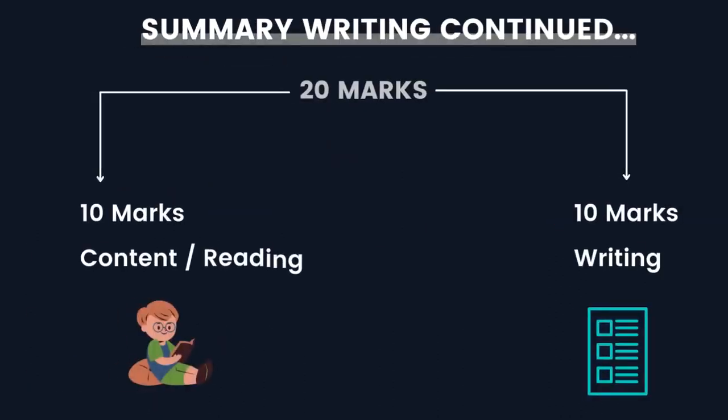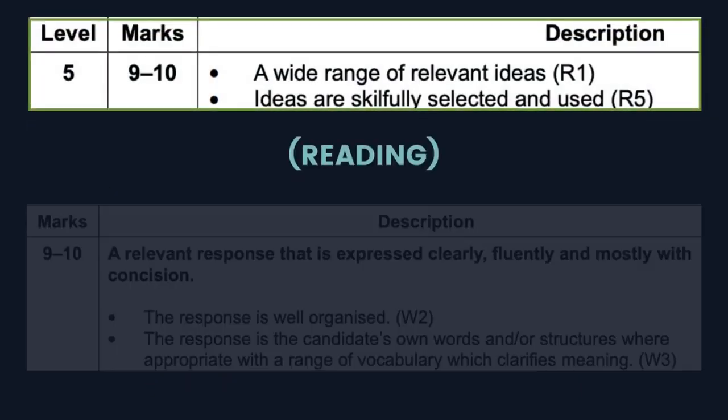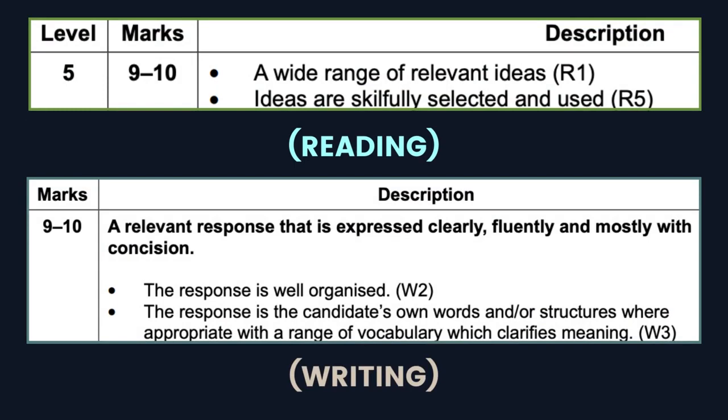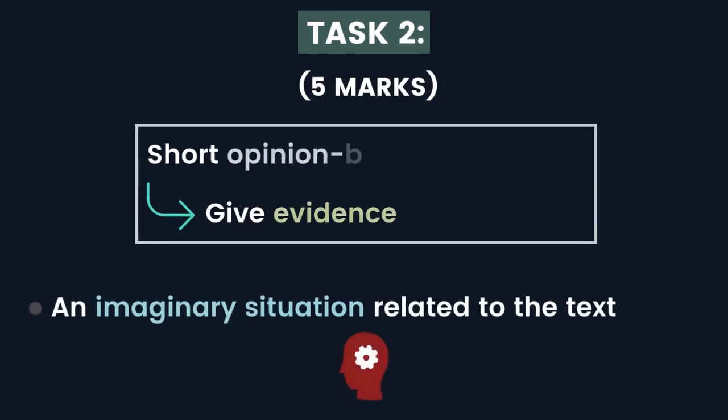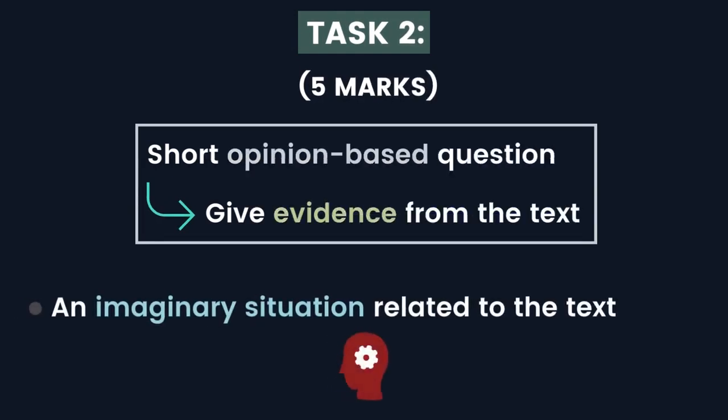Getting back to our topic, you will have 10 marks for reading and identifying the relevant details, and 10 marks for presenting them through your writing. Here is an image from the marking scheme that will help to identify how to score maximum marks in summary writing. Now let's talk about the second task of Section B, which is of 5 marks.